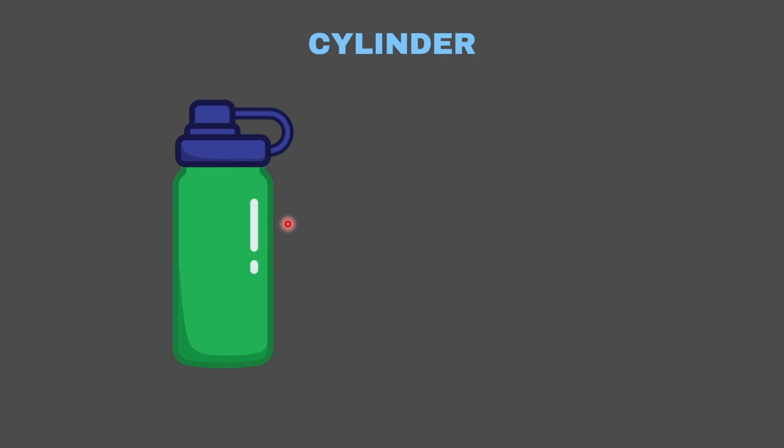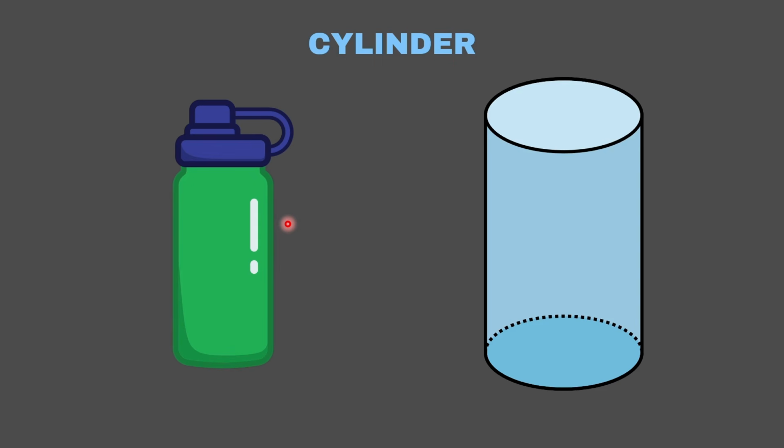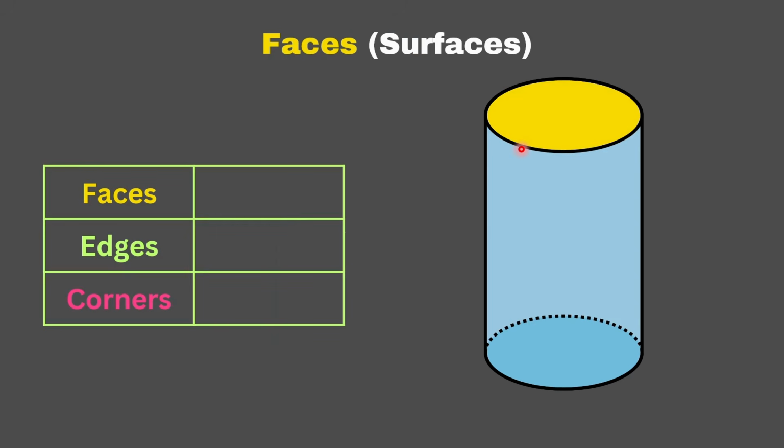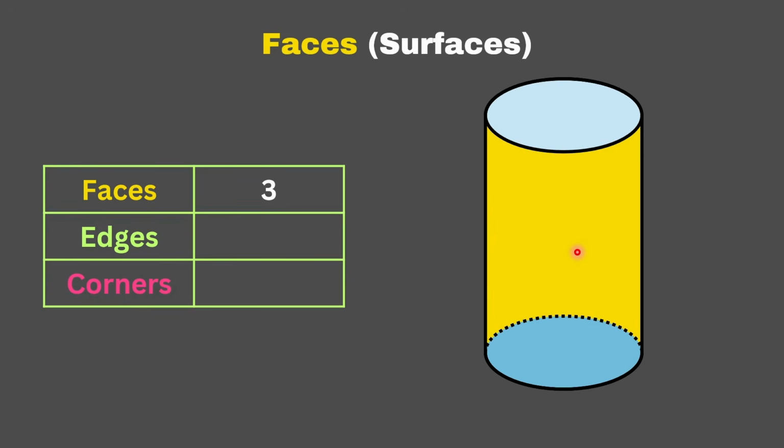Next, we look at a cylinder. Cylinder is just like a bottle. Let's break it down step by step. So, a cylinder has a flat surface at the top and another at the bottom, and around it there is one curved surface. So, that makes total 3 faces.